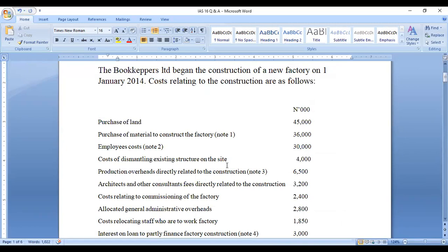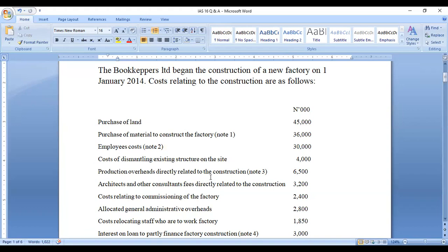I think it should be included. Yes, good morning, ma. Good morning. I feel it should be included because it's still a cost. You spent money on dismantling a structure that was there before you were erecting your own structure. So it's a cost that also should be added. Okay, so we think that one should be added.